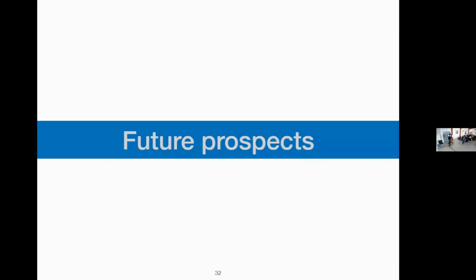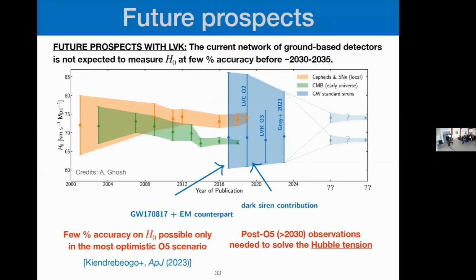So, future prospects. Didn't see any signs, so I'm assuming I'm doing good with time. Okay, so I stole this picture from a talk by Archisman, which is really nice. I just changed it. He was putting 2028 here and 20... too optimistic. I just put some question marks.